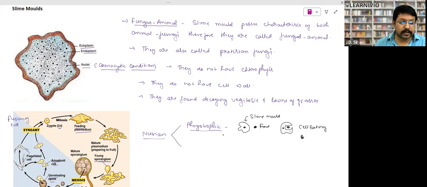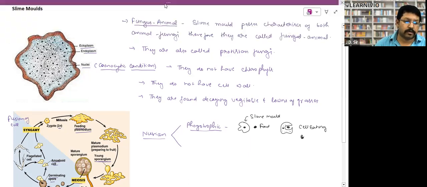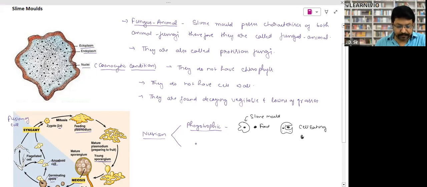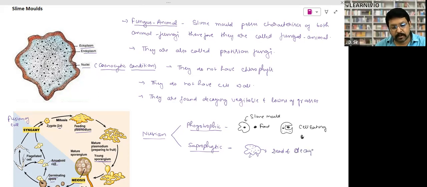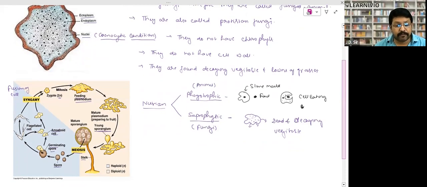And the second kind of nutrition is saprophytic nutrition. Saprophytic nutrition is characteristic of fungi, right? In saprophytic nutrition, they are found on dead and decaying vegetable matter. They release their enzymes outside and absorb nutrition from the dead and decaying vegetable. So saprophytic nutrition is a characteristic of fungi, and phagotrophic nutrition is a characteristic of animals, right? So slime molds have both kinds of nutrition, phagotrophic as well as saprophytic.